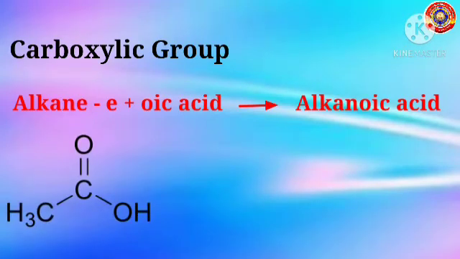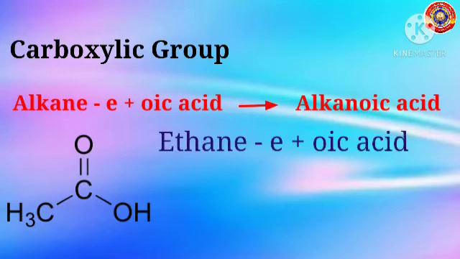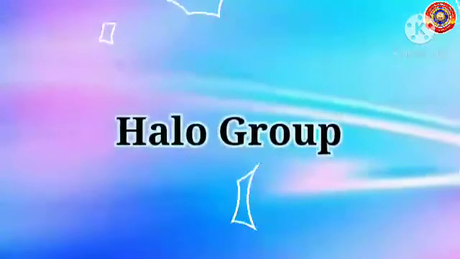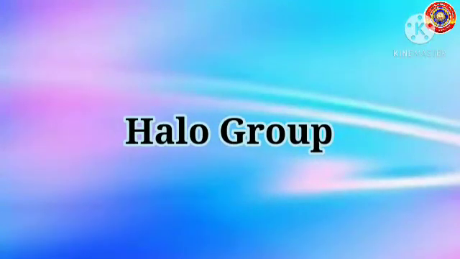CH3COOH. There are two carbon atoms in this compound, right? And one carbon is a part of the main chain. So, the IUPAC name of the compound is ethane minus E plus oic acid gives ethanoic acid. Is that clear? The next functional group that we are going to learn is the halo group.